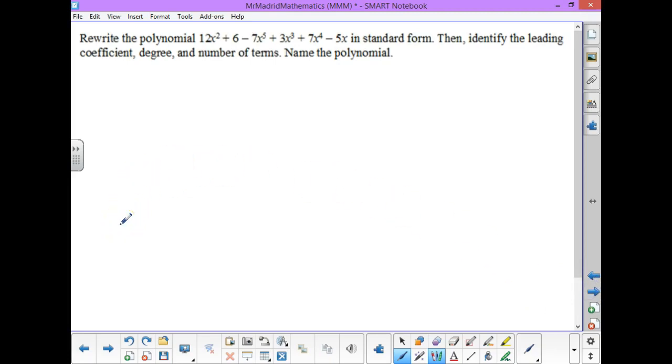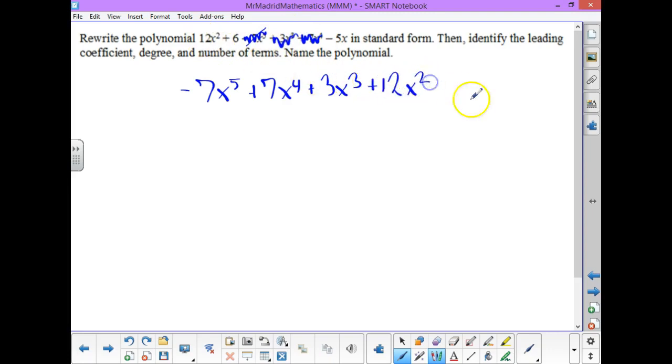It says rewrite the polynomial in standard form, then identify the leading coefficient, degree, and number of terms. Name the polynomial. So let's go ahead and do that. To write in standard form, all you really do is list all the terms from greatest to least exponent. So if I look at this, I can tell 5 is the highest degree, so I've got that first. I'll scratch it off so I don't get confused. Then here is this one. Scratch it off. Next is 3. Next is this.